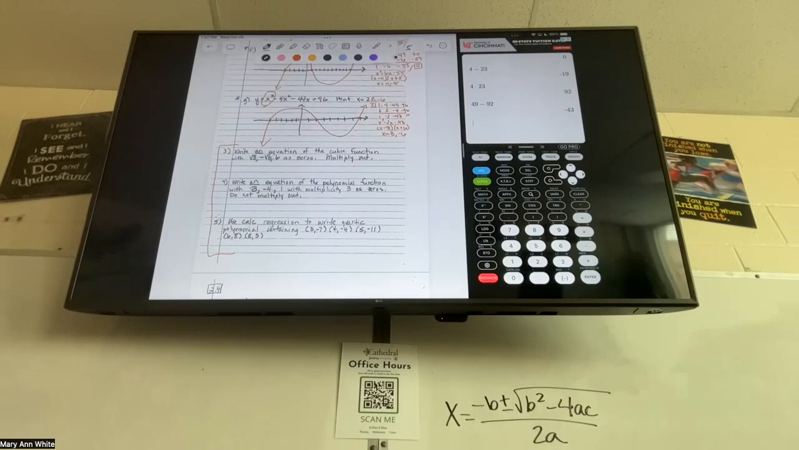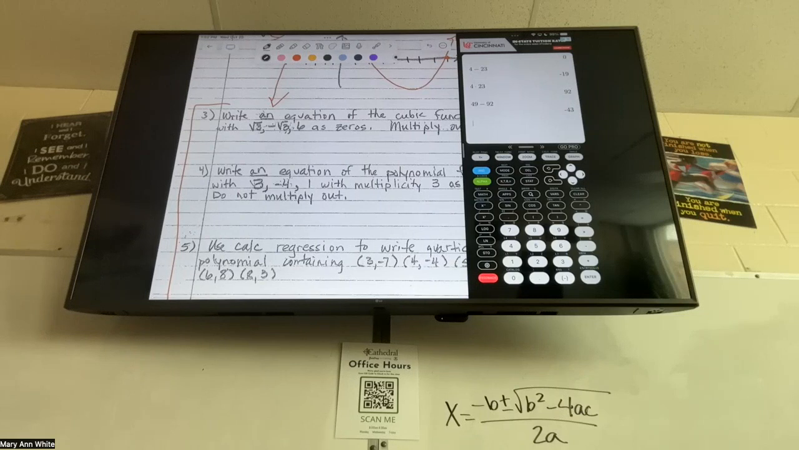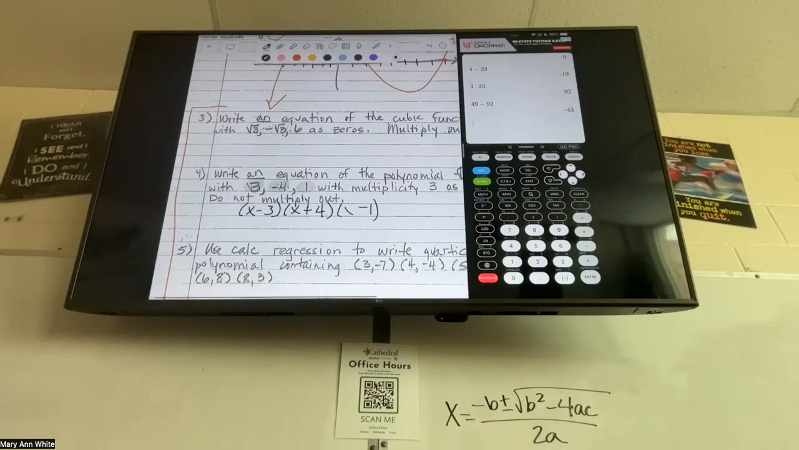Okay, let's talk about it. What's going on here is that these are my zeros. I want to list these as zeros. So how would I write my polynomial expression if I know 3 is a 0, -4 is a 0, 1 is a 0? x minus 3, good. x plus 4, good. And what? x minus 1.